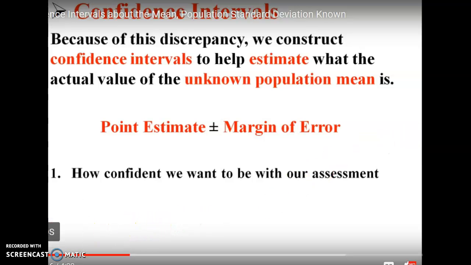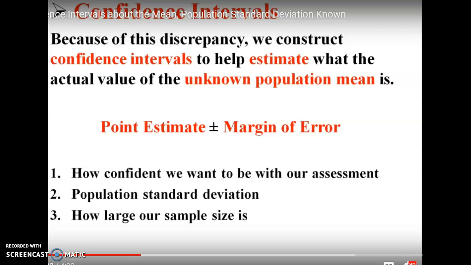So when we're doing this, we consider how confident we want to be. Do we want to be 50% sure? Do we want to be 90% sure? Do we want to be 99% sure? That's where the confidence part of confidence interval comes from. The second part will be population standard deviation, because that's really going to determine it. And how large your sample size is also does. Now this expression looks hideous, but in fact it's not as bad as it looks.